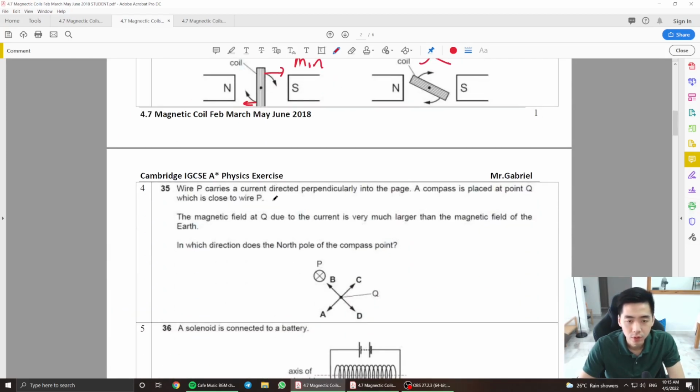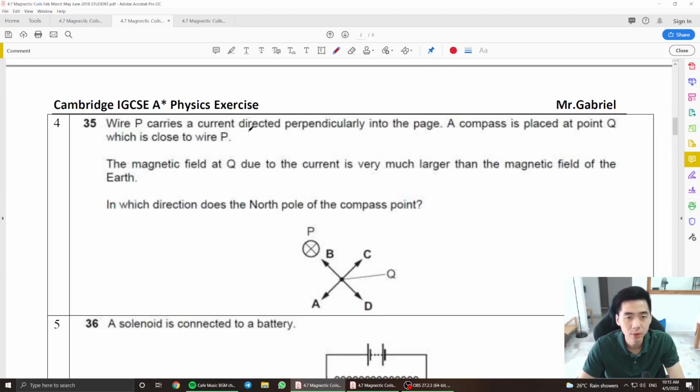And moving on to the next question, the wire P carries a current directly perpendicular into the page. It is current carrying into the page. A compass is placed at point Q. The compass will be placed here, which is close to point P. The magnetic field at Q due to the current is very much larger than the magnetic field of the Earth.